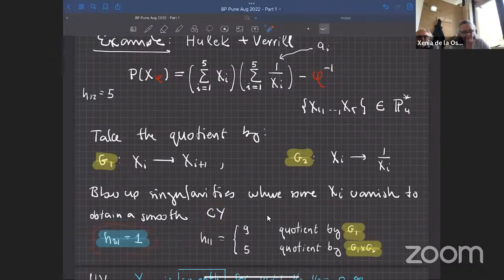You get a one parameter family, and you can describe it very nicely with this polynomial. h^{1,1} is either 5 or 9, depending on whether you take the quotient only by this phi symmetry, or by the product of this phi times the Z2 symmetry. But this won't matter to us very much because we'll be concerned with the one parameter family of complex structure.